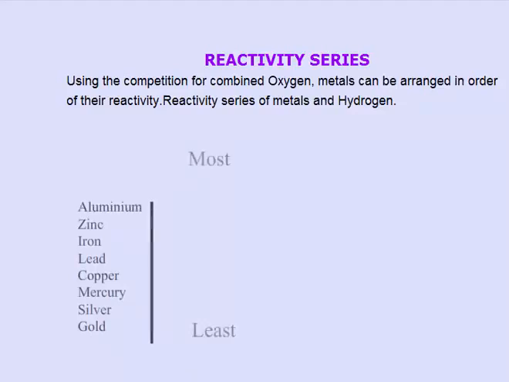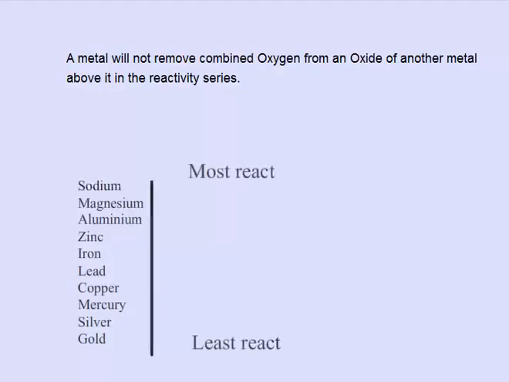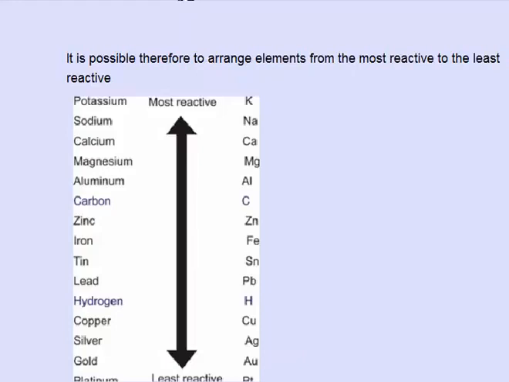Metals can therefore be arranged from the most reactive to the least reactive. This is shown by the reactivity series. The reactivity series can be used to determine which metal can remove oxygen from other metallic oxides.